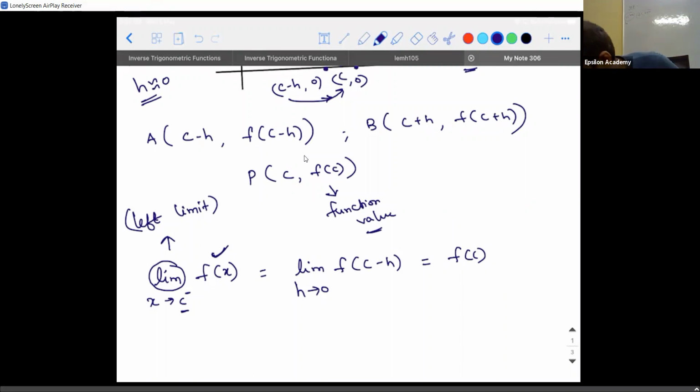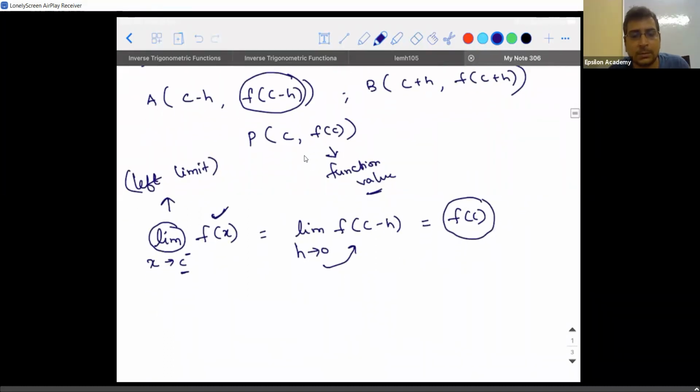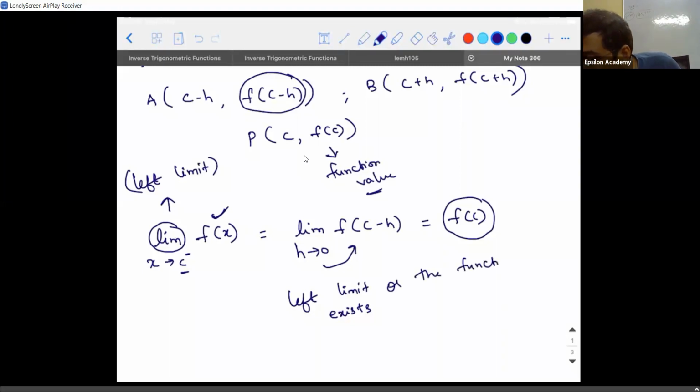By h tending to 0, I take f of c minus h, that is the left value of the function, and if I solve and get that equal to the function value, then technically in your last year's syllabus you would have called that the left limit exists. You would have told this, no? Left limit exists. But this year the same concept will be learned as the function is continuous. The function is continuous from the left hand side.